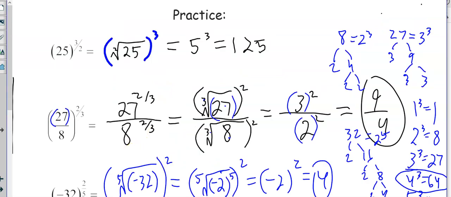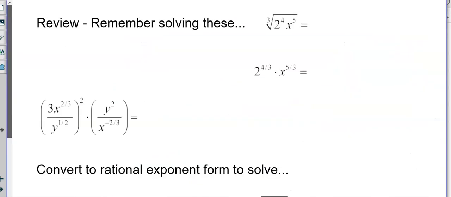Good. I have one more thing to show you. This is some really challenging problems here, some of them. So let's see, let's try these.